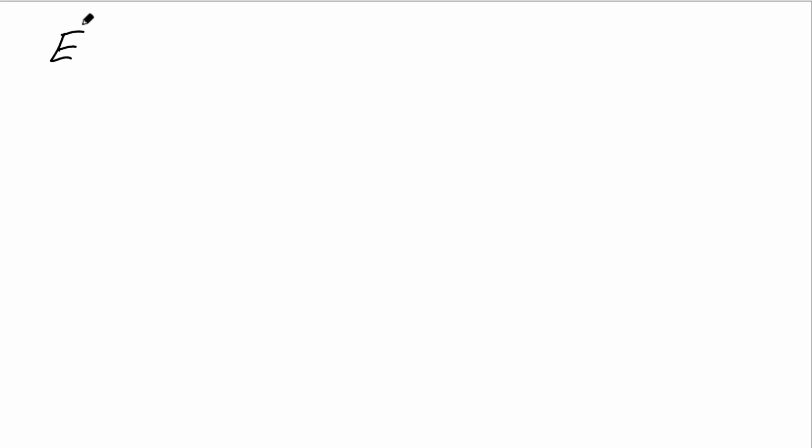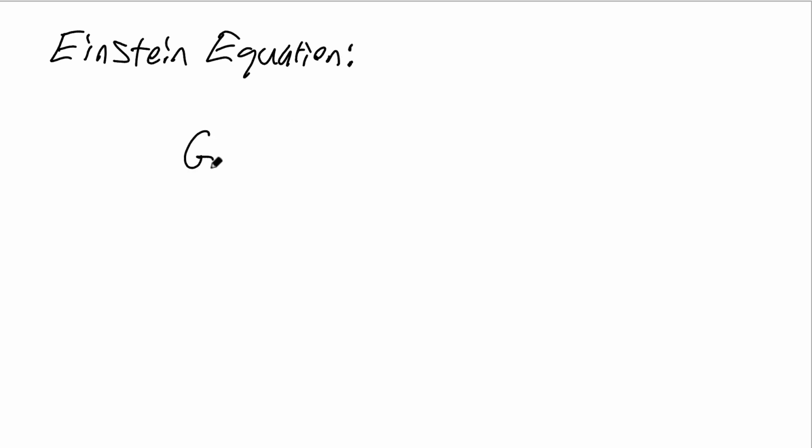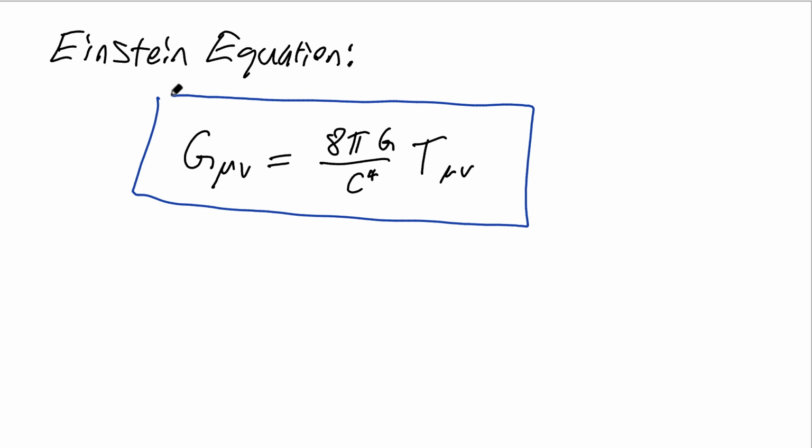The Einstein equation. Here it is: G mu nu equals 8 pi G over c to the fourth power times T mu nu. So this is sometimes referred to as Einstein's equation, sometimes as the Einstein equations. Let's take a look at what we have.